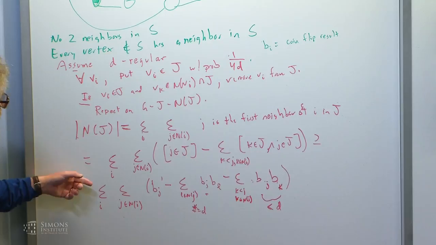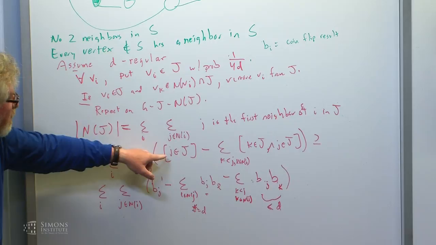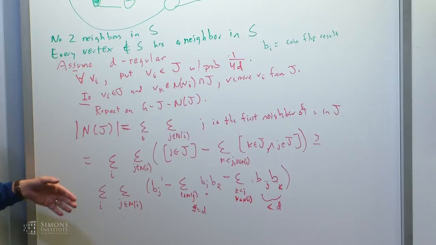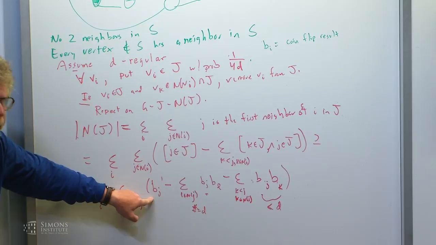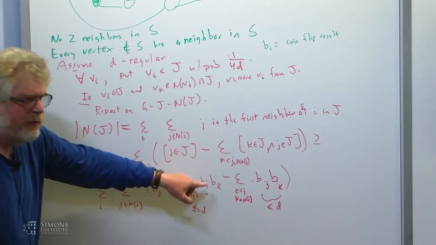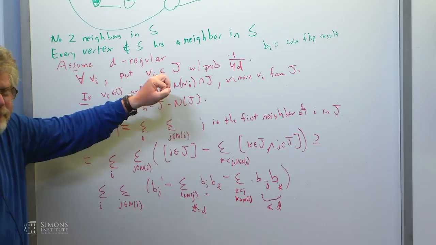What does it mean to be the first neighbor that still stays in J? First, it has to initially be in J, and there can't be anything earlier that appeared in J. Now we'll be a little pessimistic and say that to be in J at the end, you first have to be in J at the beginning, and you can't have any neighbor of yourself in J. The other thing is, to be the first one, we'll just assume that you're the first one that was flipped, not necessarily the first one that ends up in the set. So you could be not the first one flipped, but still be the first one that ends up in the set.